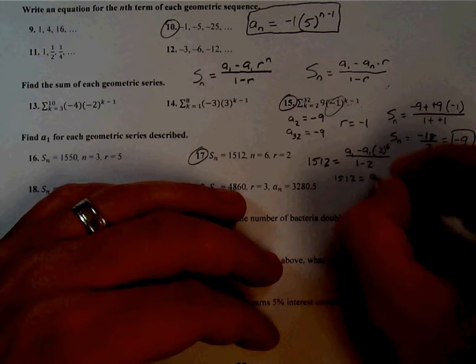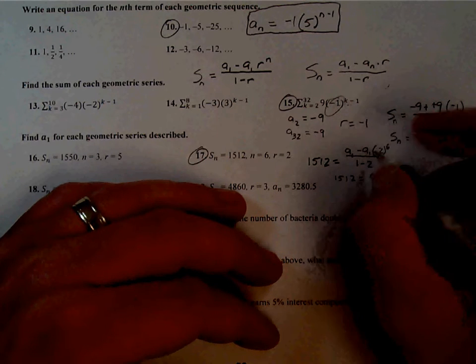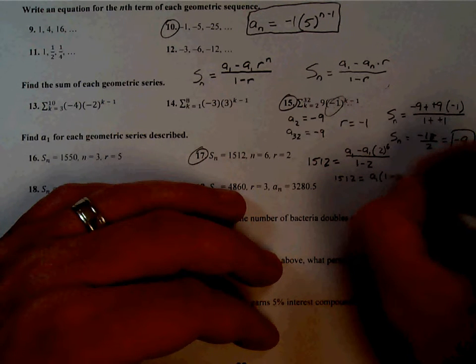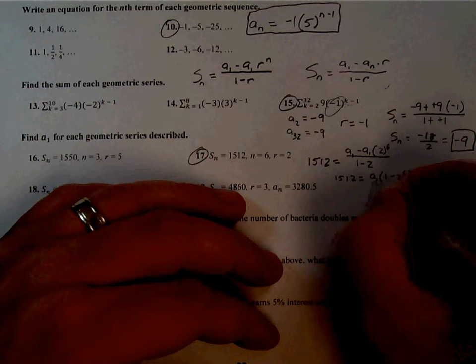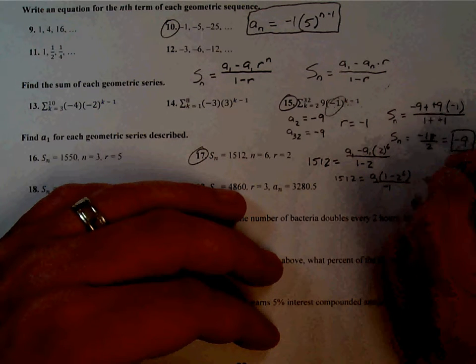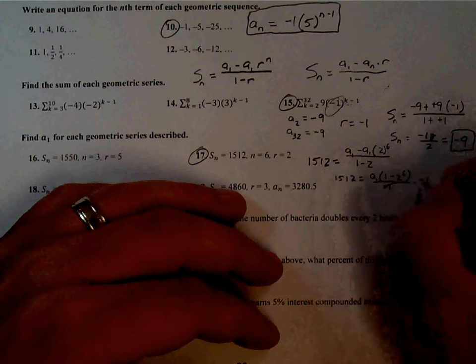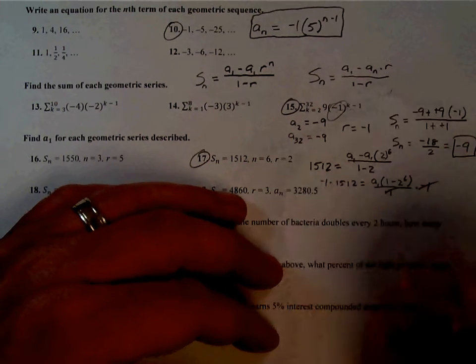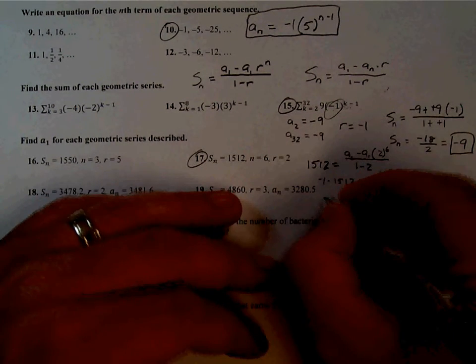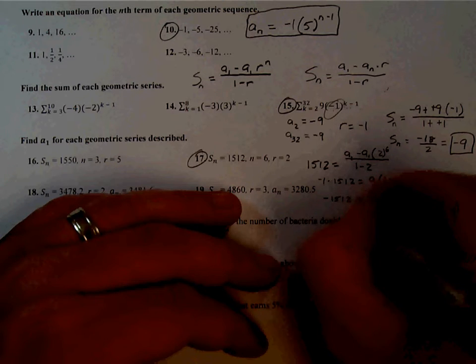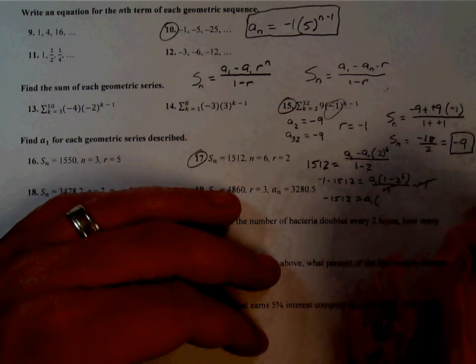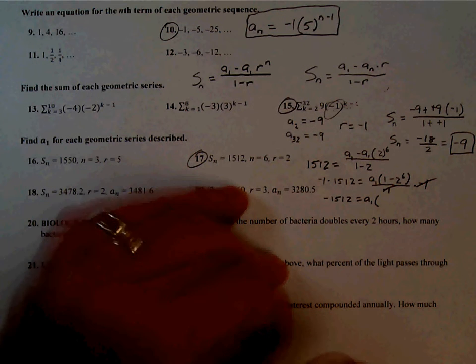I'm going to factor out a sub 1 from the numerator. So I end up with 1 minus 2 to the 6th. That's all over negative 1. So I'm just going to multiply by negative 1 to get rid of the denominator. So now I've got negative 1512 equals a sub 1 times, well, let's see what 1 minus 2 to the 6th is. I'll just do it on the calculator.